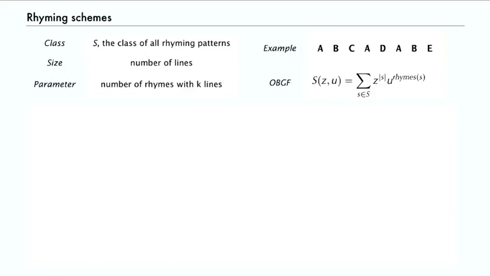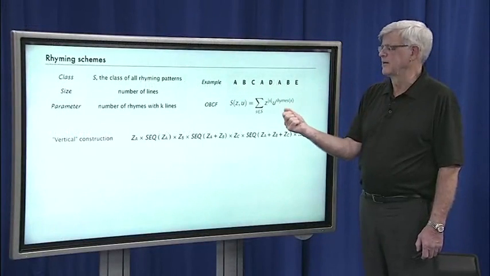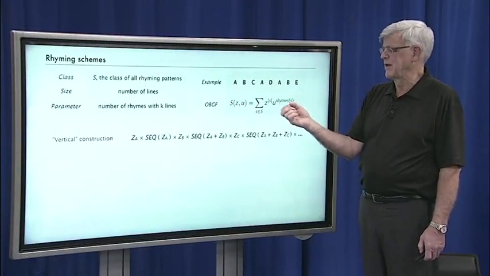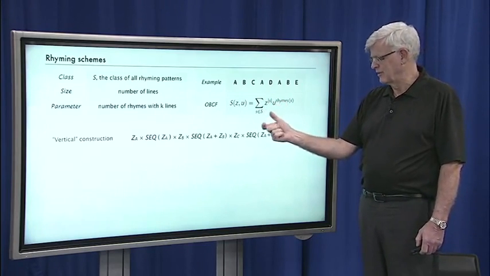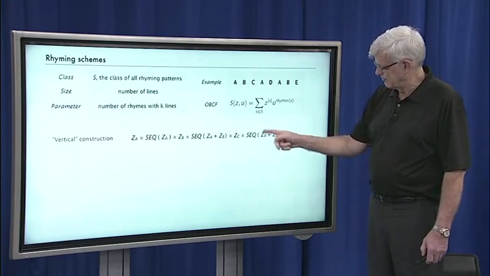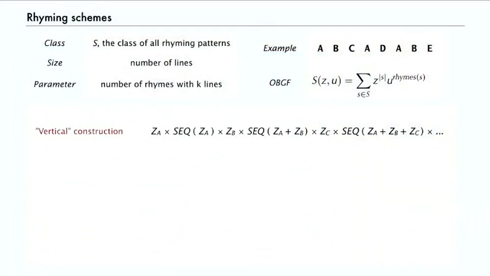So the class of all rhyming patterns, and our size is the number of lines. Our parameter is the number of rhymes, k. We use our ordinary bivariate generating function as before, and now the key is what the combinatorial construction looks like. And this one actually is a vertical construction. What it says is that your first object is going to be rhyming scheme A, and you can have a sequence of any number of those. And then after that, you're going to have a B, and you can have a sequence of any number of A's and B's after that. And then you can have a C and a sequence of any number of A's, B's, and C's after that. That's the construction for the class of all rhyming patterns.